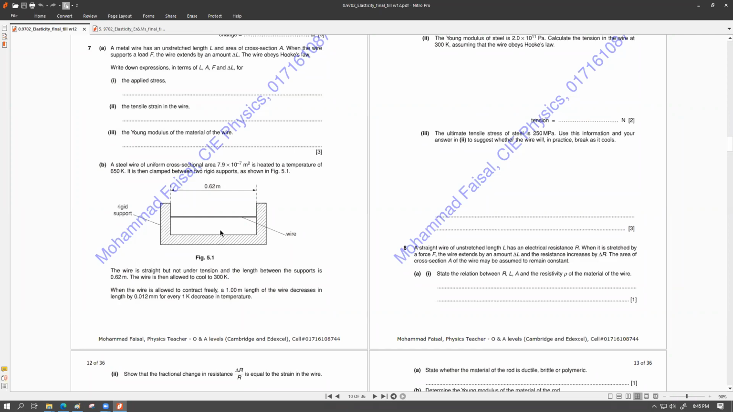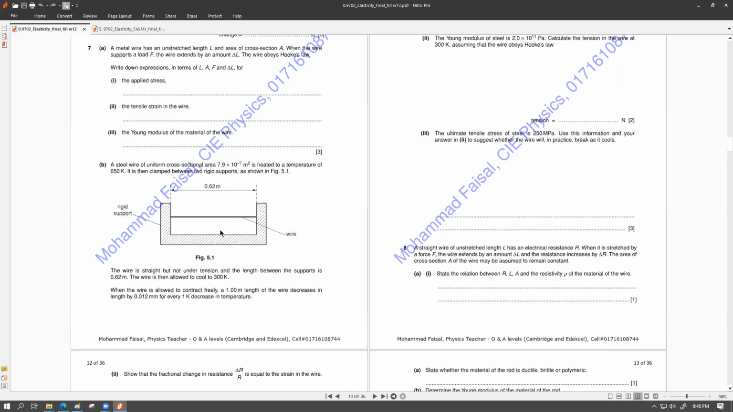So if the original length is supposed to be, let's say, 0.55 meter, and now you have an extended length of 0.62 meters. So if you do the subtraction, 0.07 meter is what your effective extension at the temperature is. We are not essentially achieving that extension by applying increasing load.